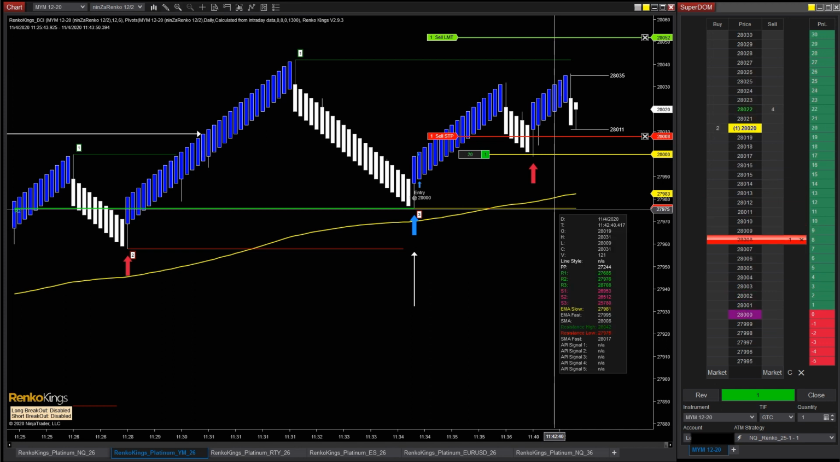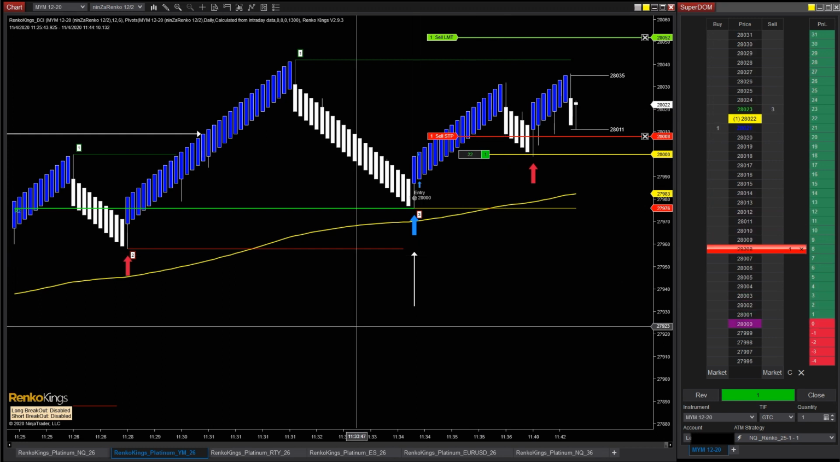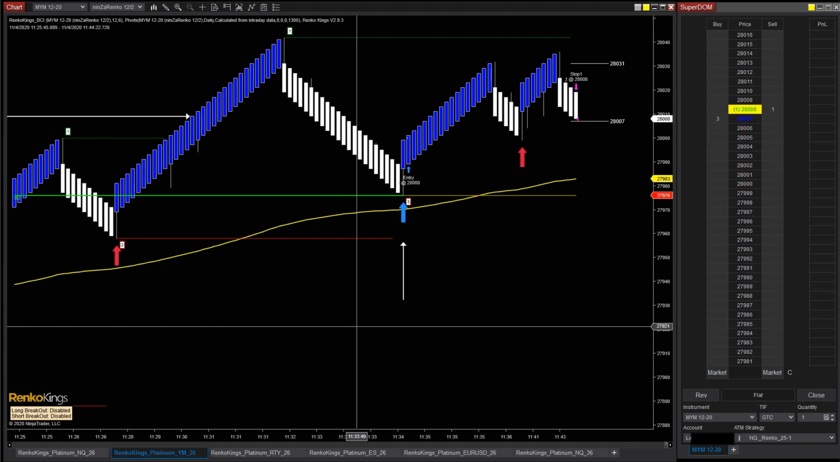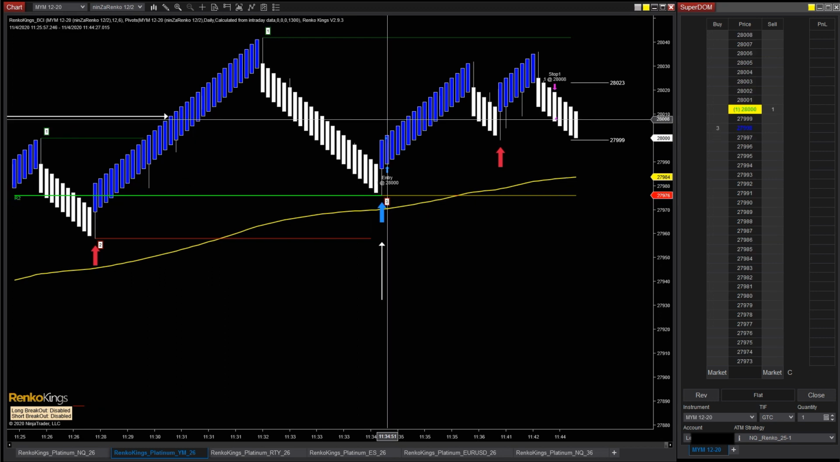So the low of this wick is at 09, my stop's at 08. Stop filled. Yeah, 08.